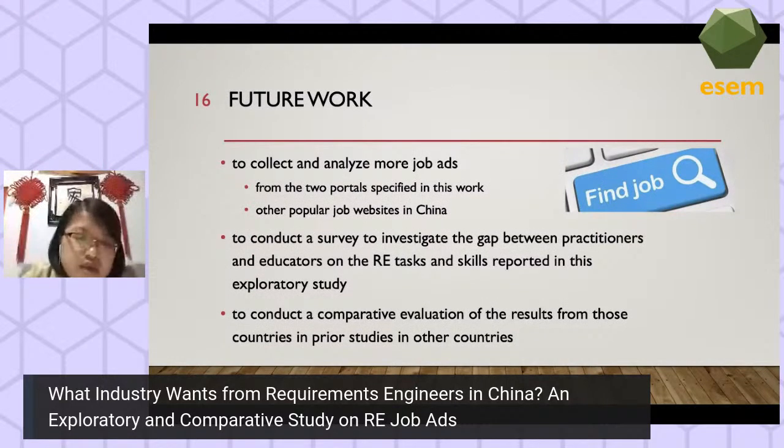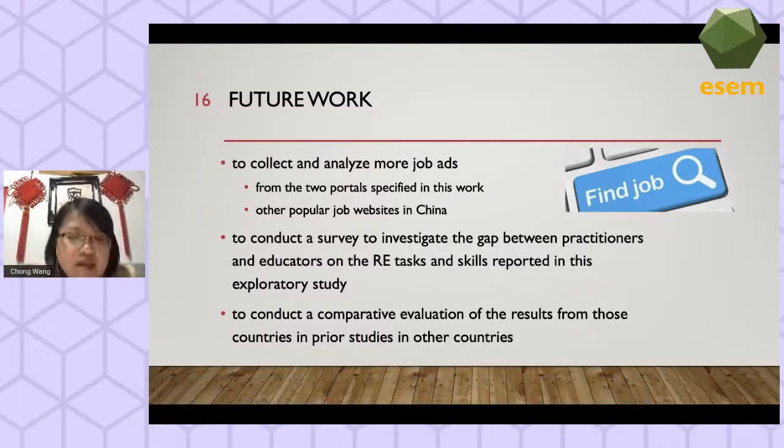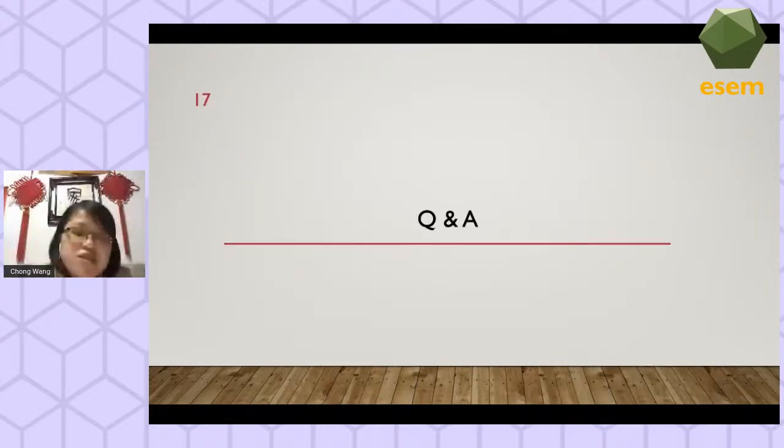And the future work. First, we would like to collect and analyze more job ads from the two portals or the other popular job websites in China. Second, we plan to conduct a survey to investigate the gap between practitioners and educators on the RE tasks and skills reported in this study. And finally, we would like to conduct a comparative evaluation of the results from the other countries in the related work. And that's all. Thank you very much.